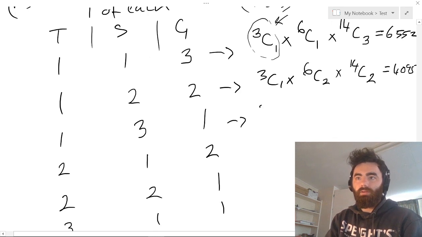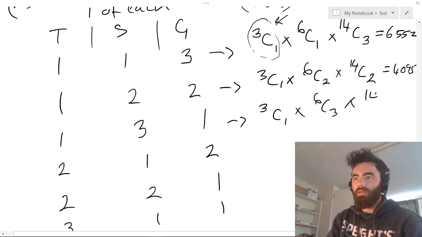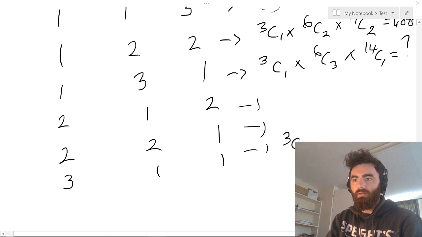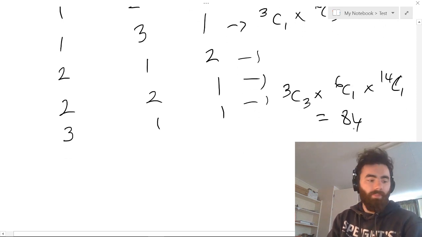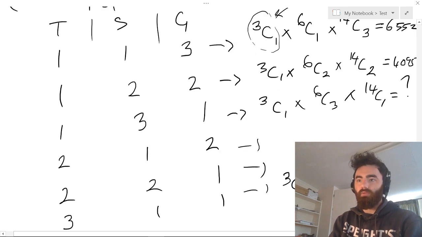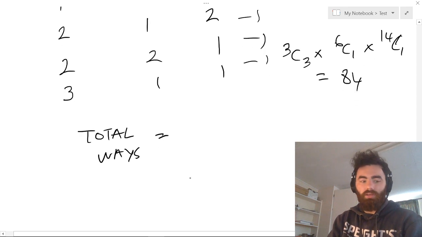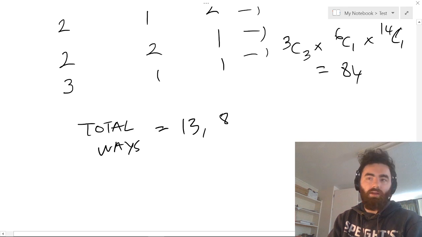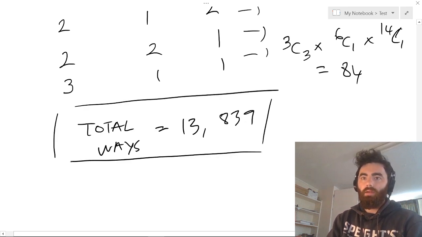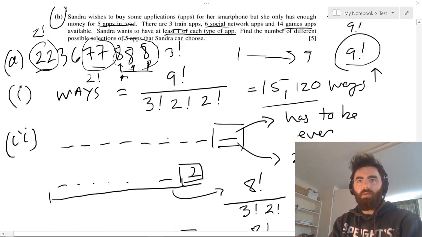And then this one is 3C1 times 6C3 times 14C1, and then you do that. You just do the same for all of these. This would be 3C3 times 6C1 times 14C1, which equals 84. And then what you do is you add all these different ways up together, and the total ways in which she can do this is equal to 13,839. I hope those calculations are right, and I think that is the end of the paper.